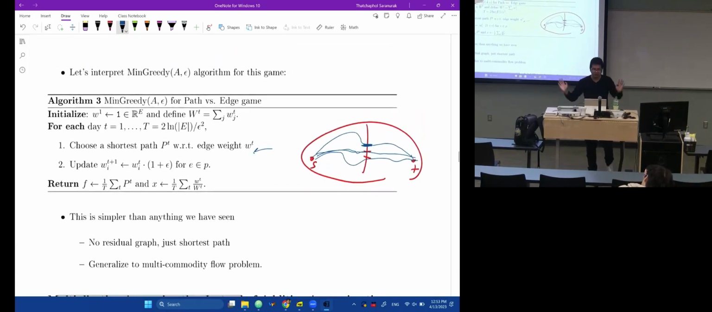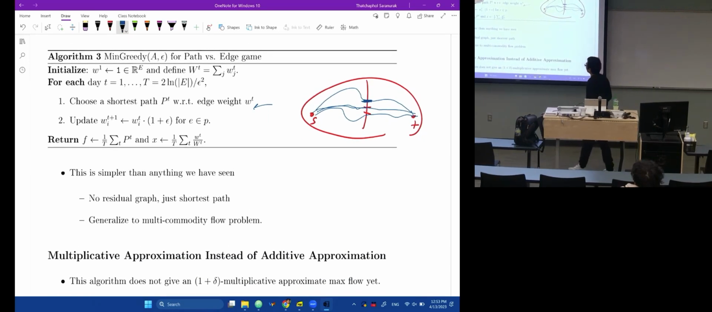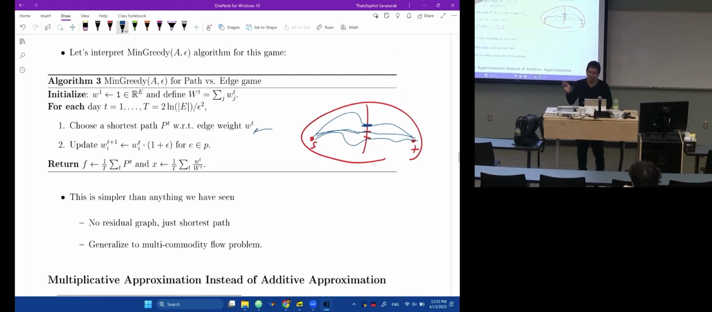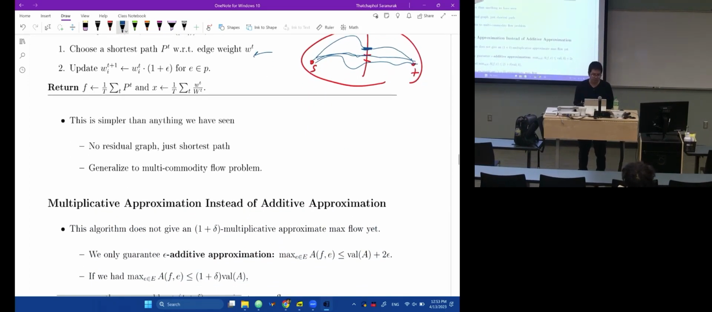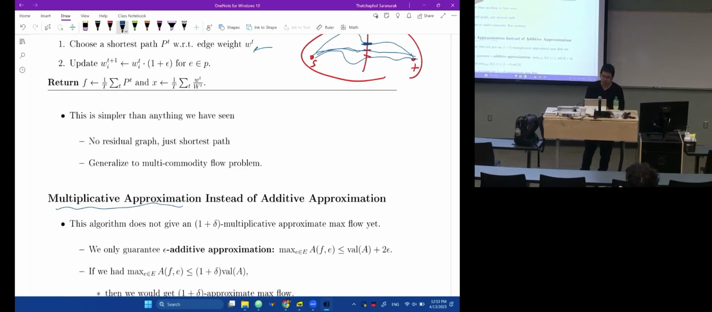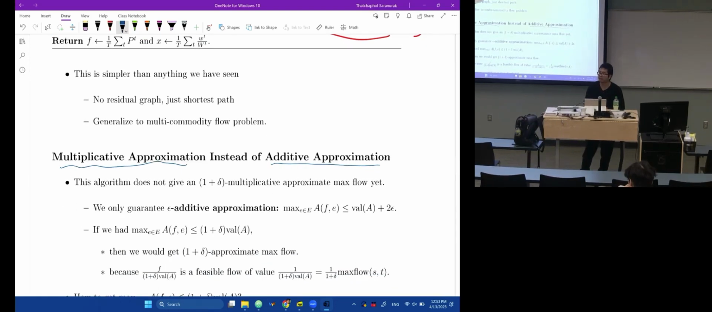So you see, this is one of the algorithms that I really like. It's so simple and very natural. But first of all, I want to note that what we get so far is not really the best flow, but some approximate flow. Usually we want multiplicative approximation instead of additive approximation, but this algorithm doesn't give you that multiplicative approximation yet.